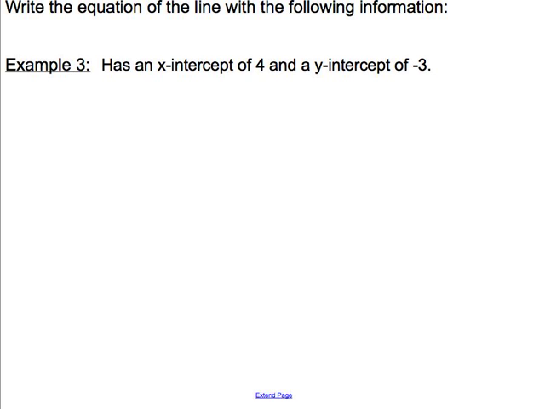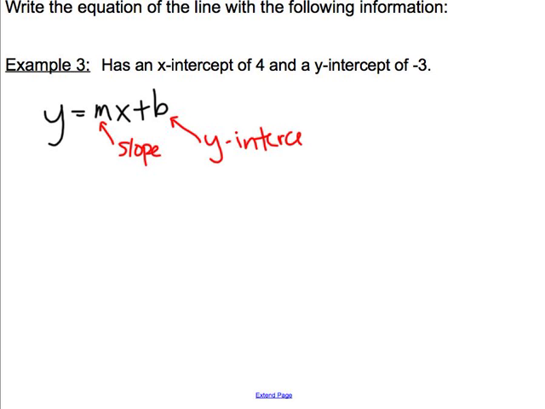The next example, the goal is to write the equation again, and they give us the x-intercept and a y-intercept. So let's not forget, the number one goal here is to write the equation. So I'm starting with mx plus b. I have to find the slope, and remember b is the y-intercept. This problem is unique because they give me the y-intercept of -3. So I already know that b is -3. So I have half of my equation again.